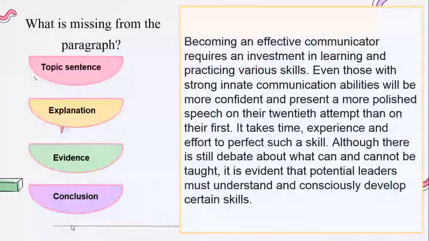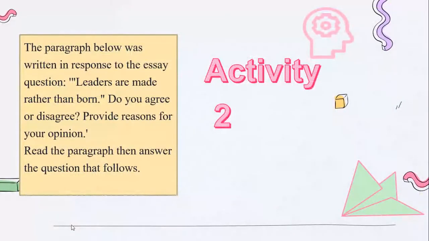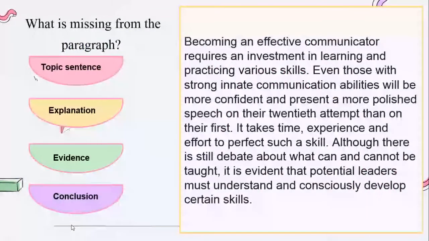Okay. Now, activity number 2, sorry. Here we have a paragraph. This paragraph you're going to read is a response to the essay question: Leaders are made rather than born. Do you agree or disagree? Provide reasons for your opinion. Read the paragraph and answer the questions that follow. So here we have a paragraph. I want you to tell me what is missing. Is it the topic sentence, the explanation, the evidence, or the conclusion? Read it and tell me what is missing.